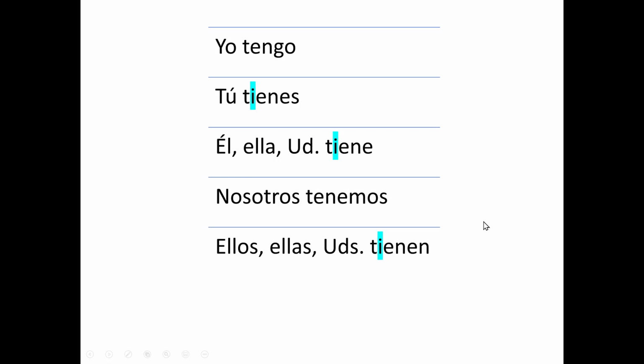Now that I cover that, let's go and repeat the conjugation. Yo tengo, tú tienes, él, ella, usted tiene, nosotros tenemos, ellos, ellas, ustedes tienen. This one is a verb that you guys need to memorize because it is very useful. And as you can see, we have a lot of expressions in Spanish that use tener.